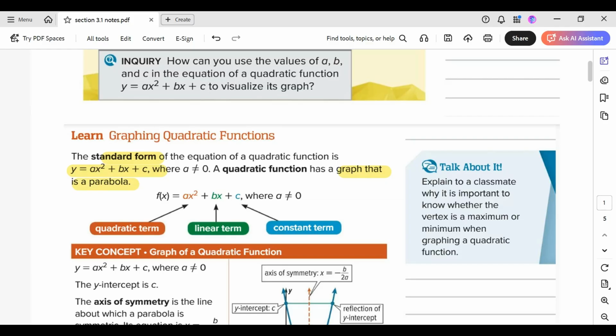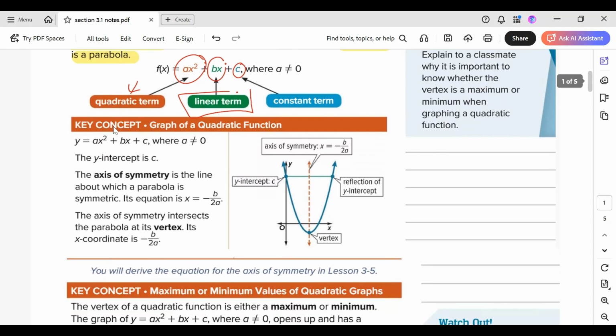Then you need to know the parts of your parabola and your equation. So in our equation, the ax squared part is the quadratic term. When we see bx, that's the linear portion, our line part, and c is known as our constant piece.